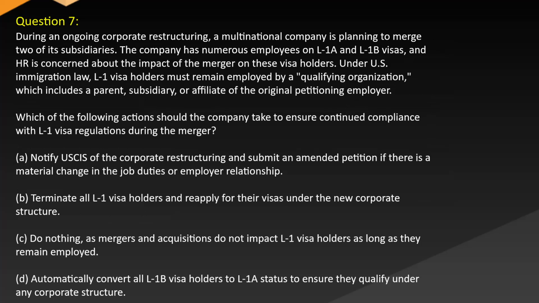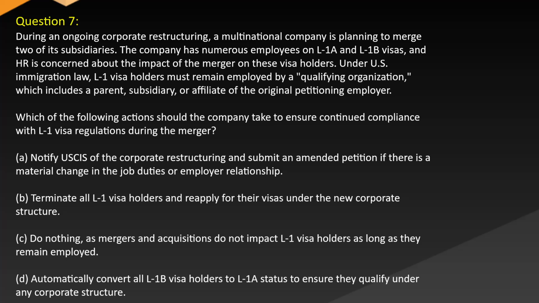Question 7. During an ongoing corporate restructuring, a multinational company is planning to merge 2 of its subsidiaries. The company has numerous employees on L-1A and L-1B visas, and HR is concerned about the impact of the merger on these visa holders. Under U.S. immigration law, L-1 visa holders must remain employed by a qualifying organization, which includes a parent, subsidiary, or affiliate of the original petitioning employer. Which of the following actions should the company take to ensure continued compliance with L-1 visa regulations during the merger? A.